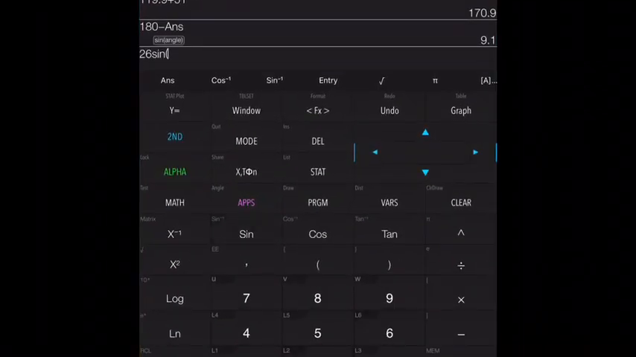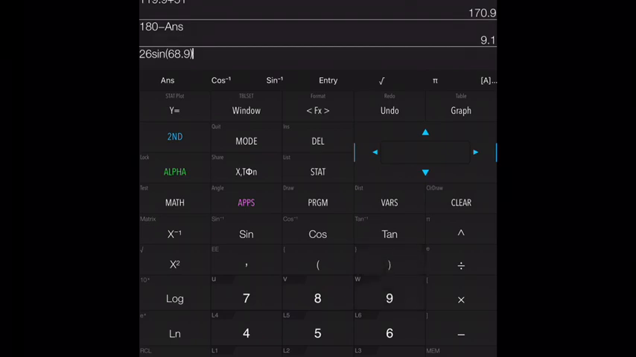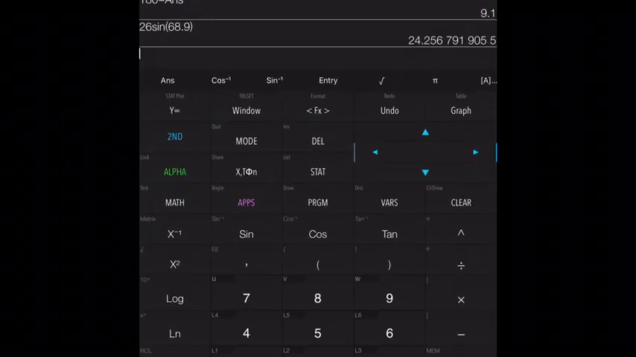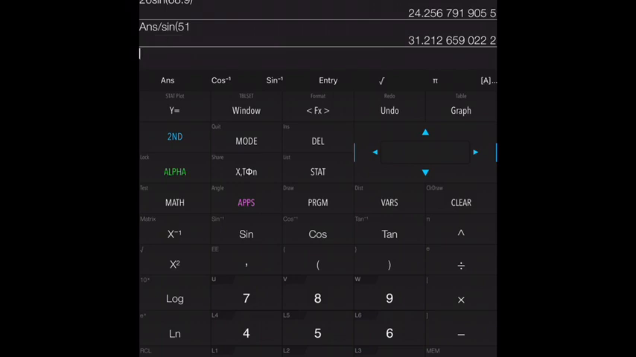We can do a similar computation for the other angle measure for B. So B equals 26 times the sine, now instead of 68.9, this could be 9.1, over sine of 51. So we just need to plug those both into a calculator. 26 times the sine of 68.9, and then that's divided by sine of 51. I get 31.21.